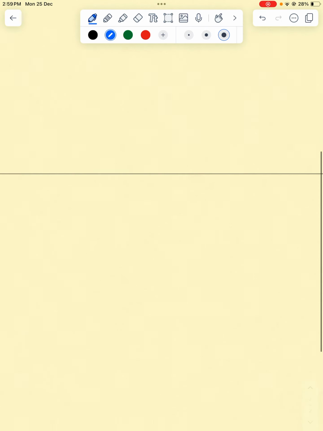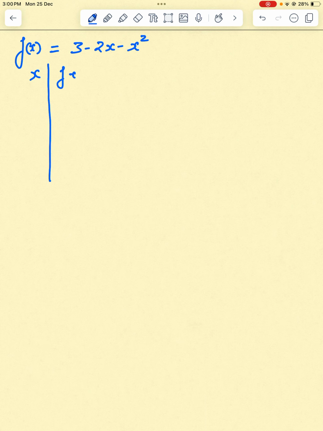Alright, now we will proceed with one example. We will learn to draw the quadratic polynomial on graph paper. We have one example, that is f(x) = 3 minus 2x minus x square. It's a quadratic polynomial of variable x. So we will find the value of f(x) at various values of x. So let's see, at x equals 0, what should be the value of f(x)?